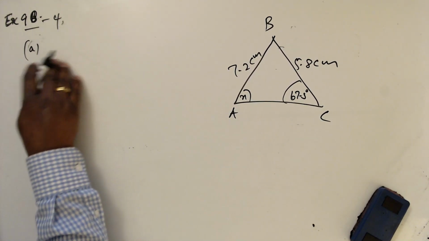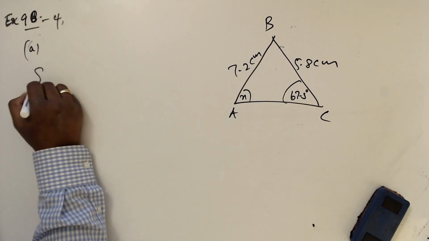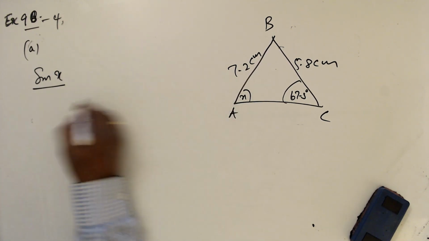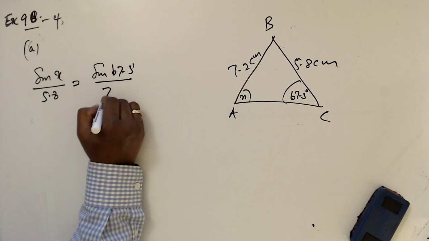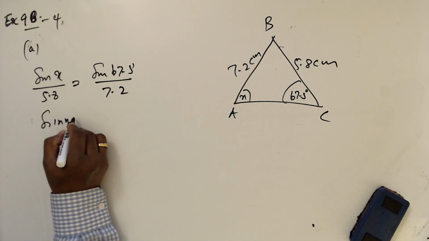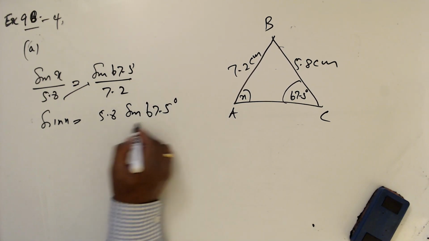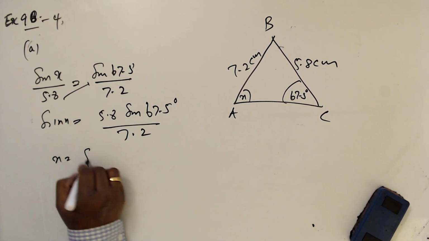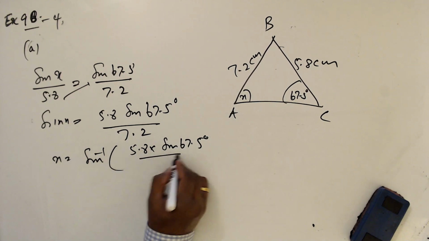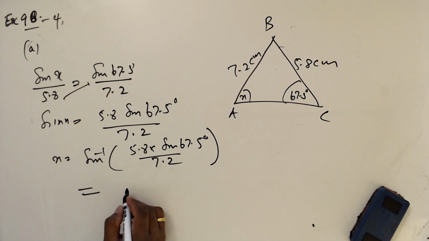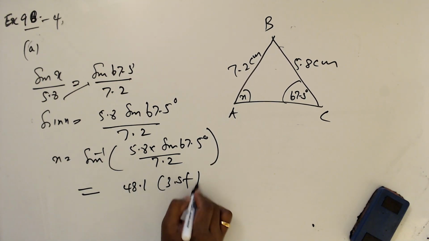Question number 4, A, and here we want to find x, this angle, so I'll stay with this form: sine x over 5.8 equals sine 67.5 over 7.2. So sine x equals, cross multiply, 5.8 times sine 67.5 over 7.2. x equals sine inverse of 5.8 sine 67.5 over 7.2, that is 48.1 to 3 SF.